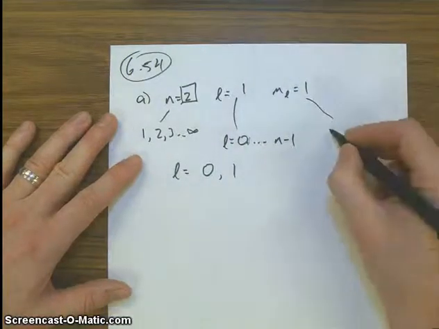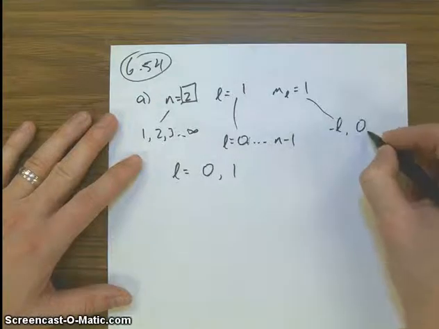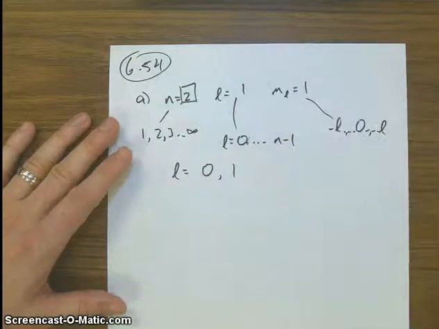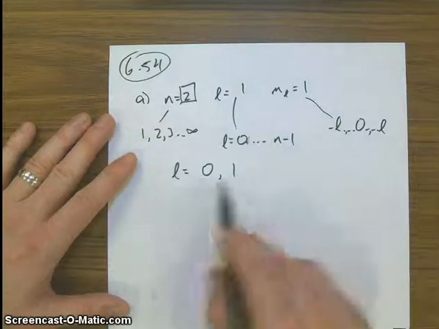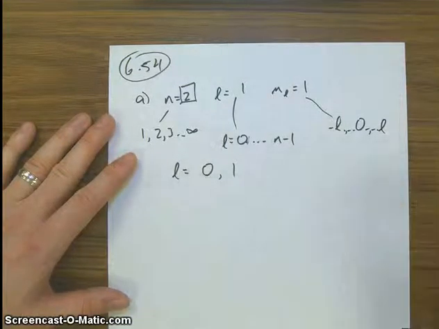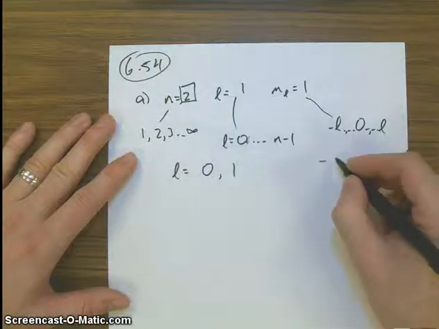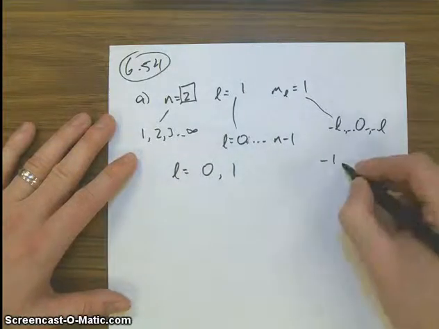And then we have the magnetic quantum number, and the rule for the magnetic quantum number is that it's negative L, and then you include 0, and then you go all the way to L. Don't forget that there are numbers in between those. So we have to take our L. For 0, we have 0. And then for 1, we have negative 1, 0, and positive 1.